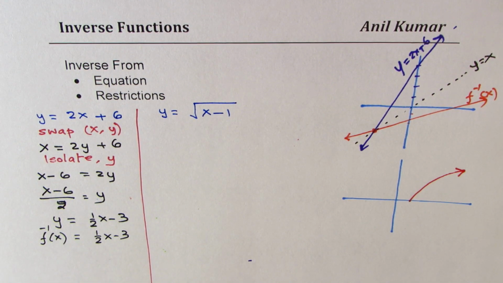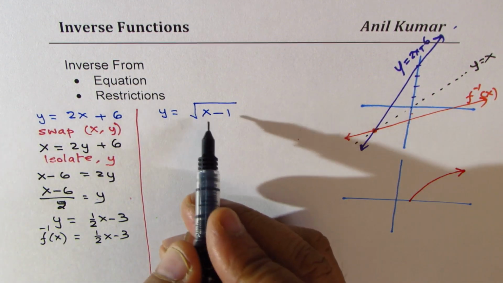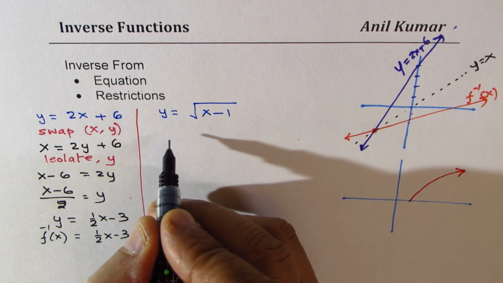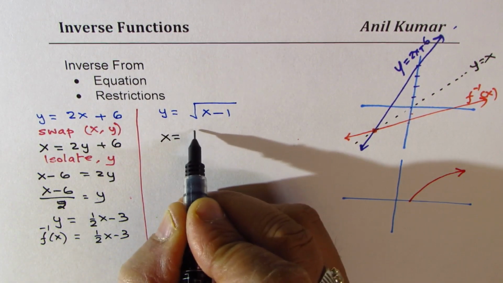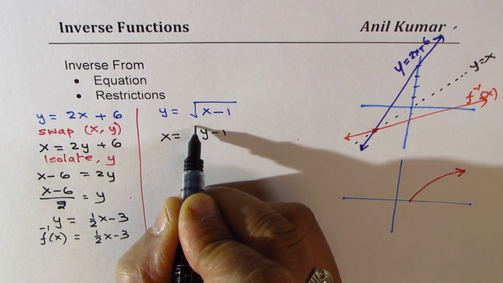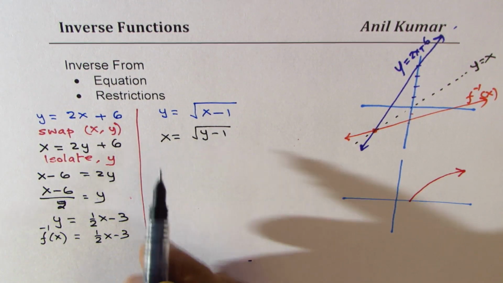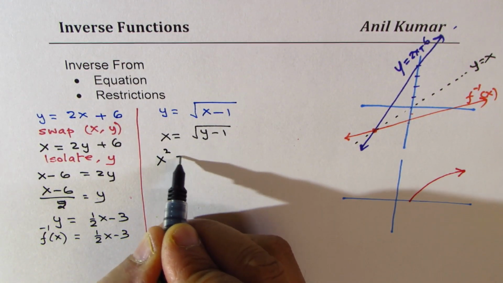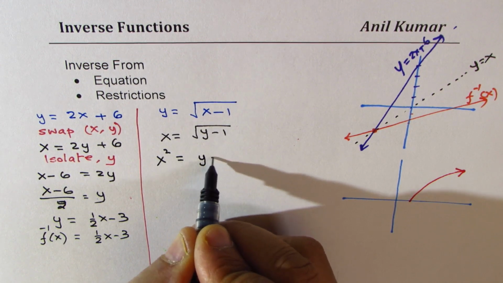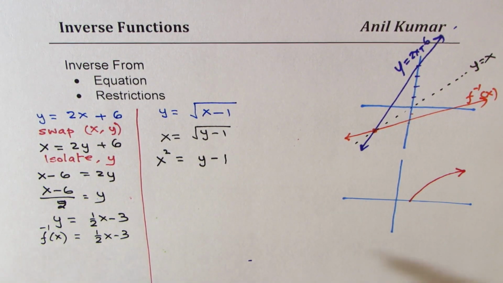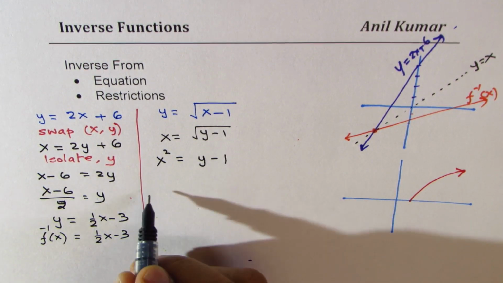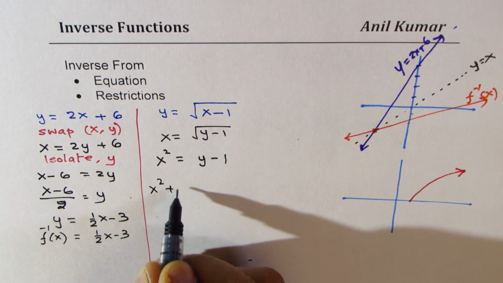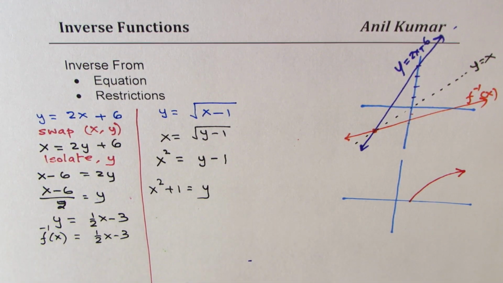To find the inverse, we'll swap x and y. That's the first step. So we can write this as x equals square root of y minus 1. And then we are going to square it. So we get x squared equals y minus 1. And then we can bring 1 this side. So we get x squared plus 1 as y.